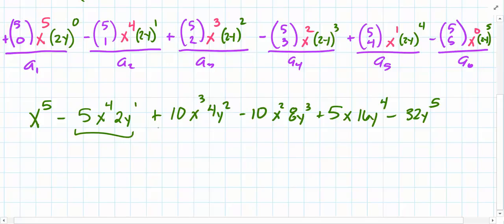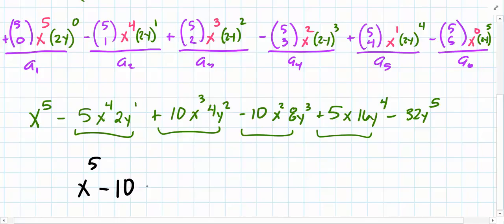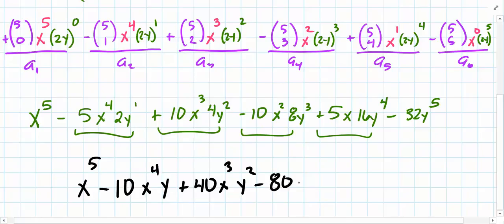Yes. This one, this one, this one, and that one, right? So when it's all said and done in black here, I get an x to the 5th minus, this looks like 10, x to the 4th y. This would be, what, 40? X cubed y squared. This would be 80 x squared y cubed.